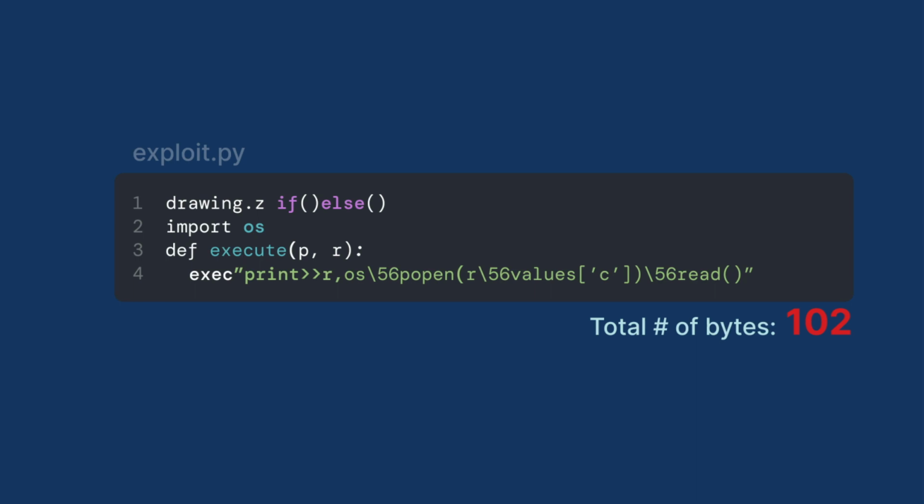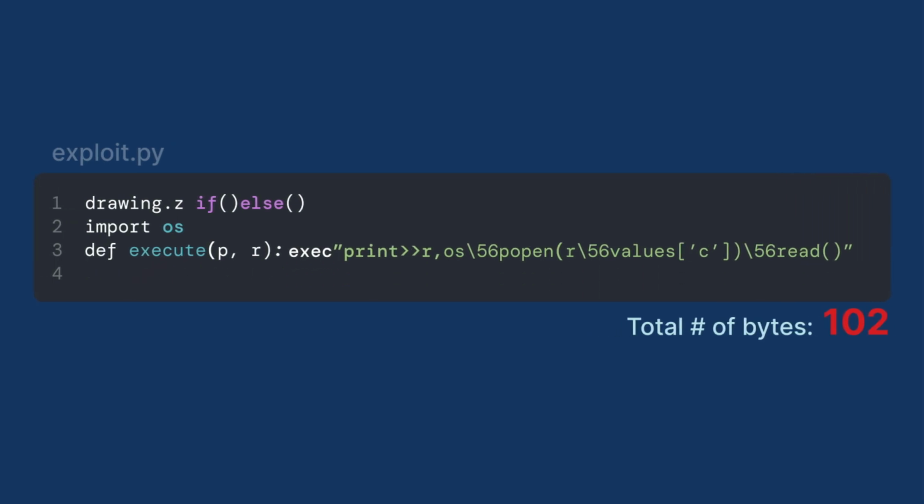Since it's Python 2, we can remove the new line and white space after the function declaration. Et voila! We get our exploit. Now we just need to abuse the file upload vulnerability to plant it in the right spot, and we get code execution.